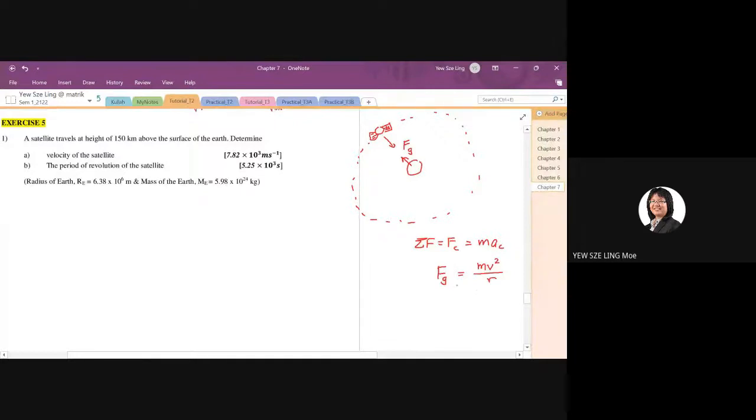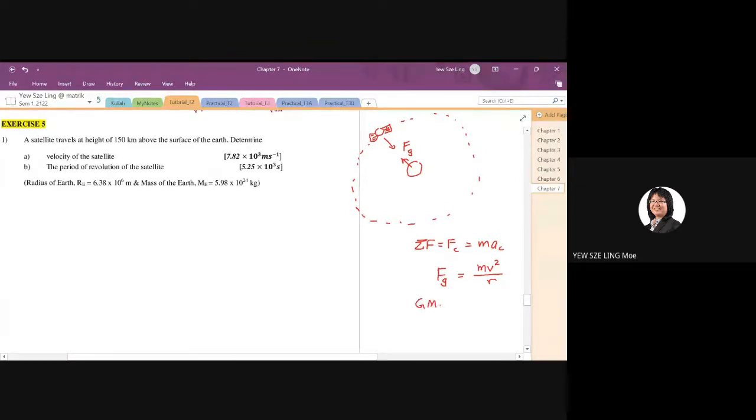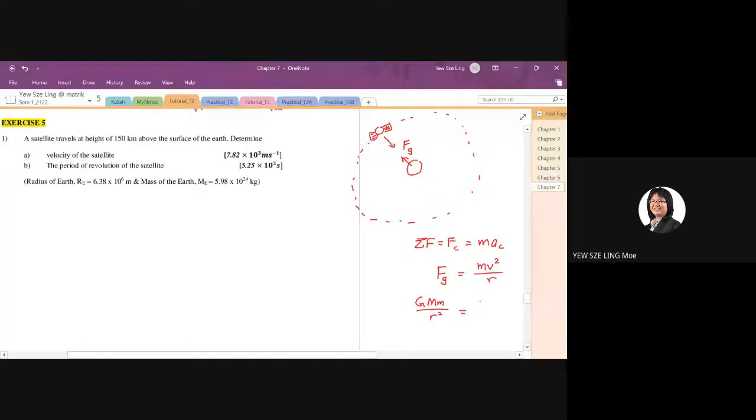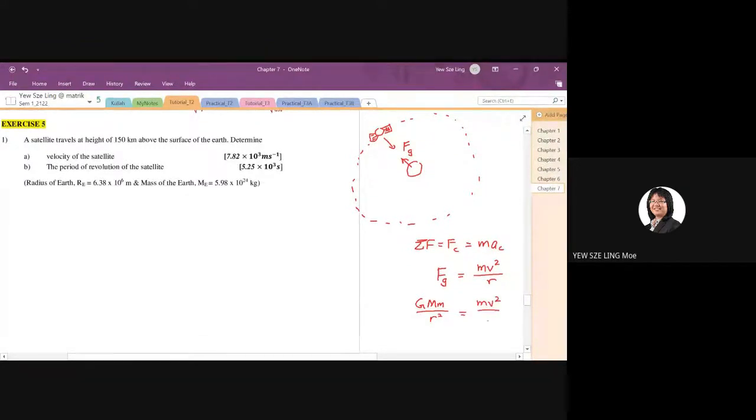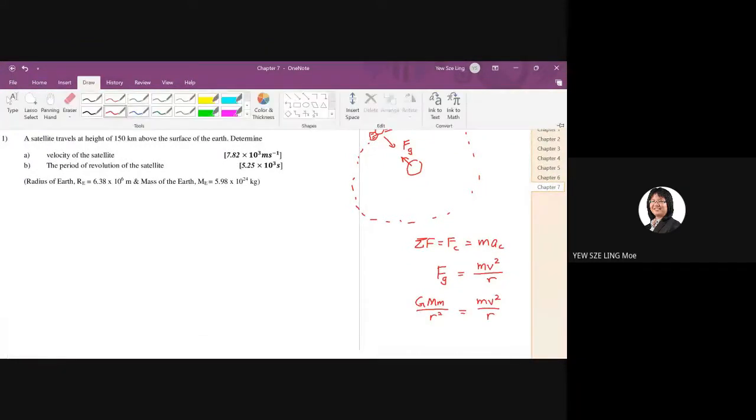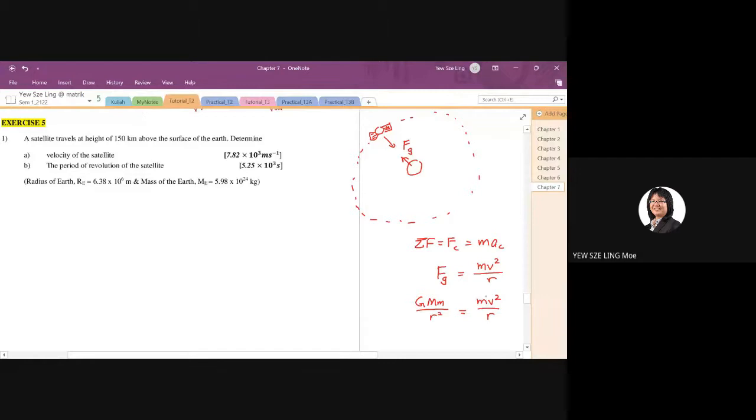All right, so when I expand the equation now, what do we have about Fg? Well, the gravitational force is GMm over r squared, which is equal to mv squared over r. So from here, what happens is that now we cancel out the small m. Okay, why small m?